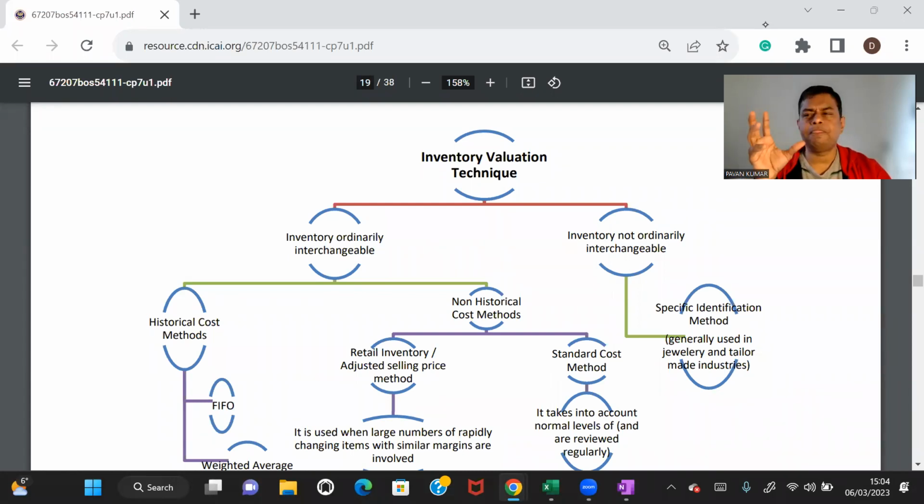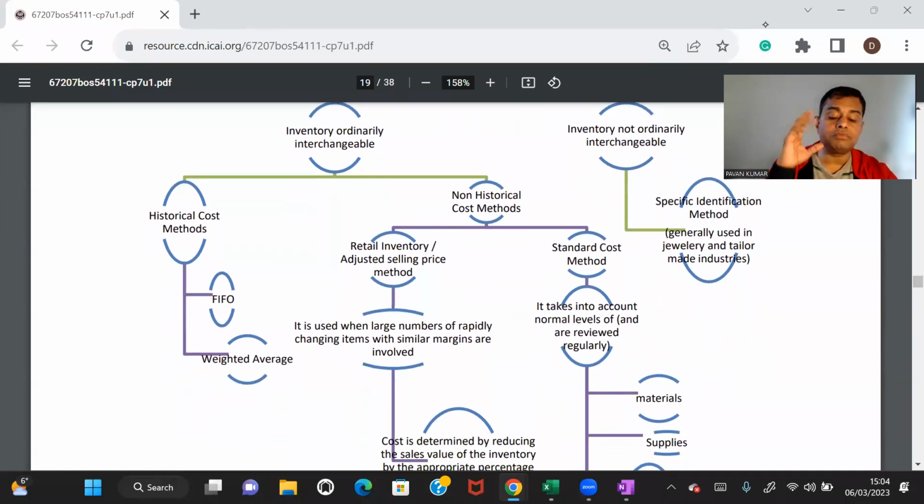If you say, Pavan sir, like that we cannot do, specific identification is not possible, then you have two options. One is historical cost method. One is non-historical cost method. Historical cost method again has FIFO and weighted average. This is where people are stuck. But in non-historical cost methods, there are two methods: retail inventory method and standard cost method. Very important.